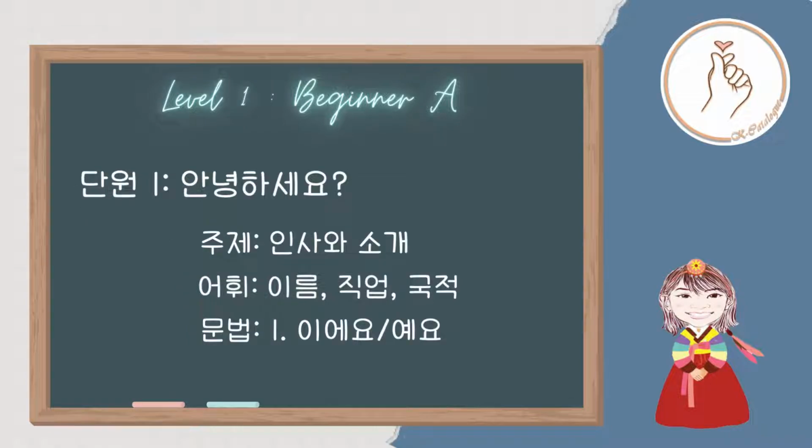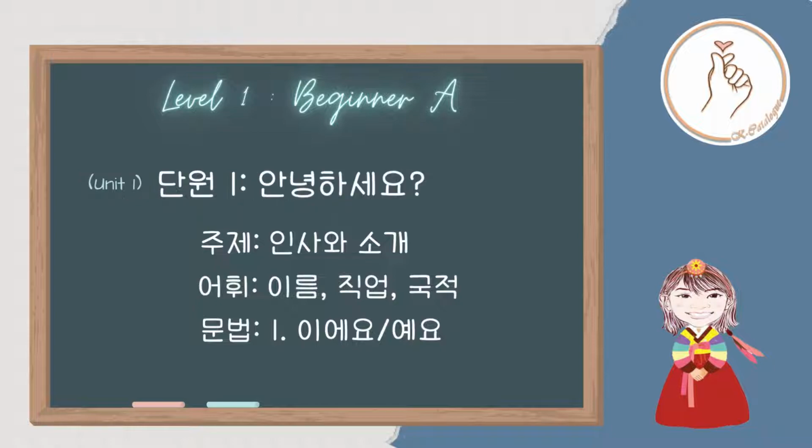annyeonghaseyo. So, danwon means unit. And then yung number 1 in Korean is il. Again, danwon il, it means unit 1. And ang title ng ating unit 1 is annyeonghaseyo. If you can remember, annyeonghaseyo is how they say hi or hello or kumusta. Yung pag-greet nila in Korean.